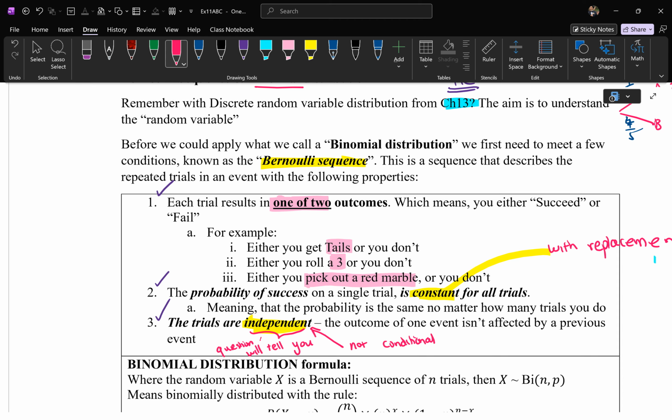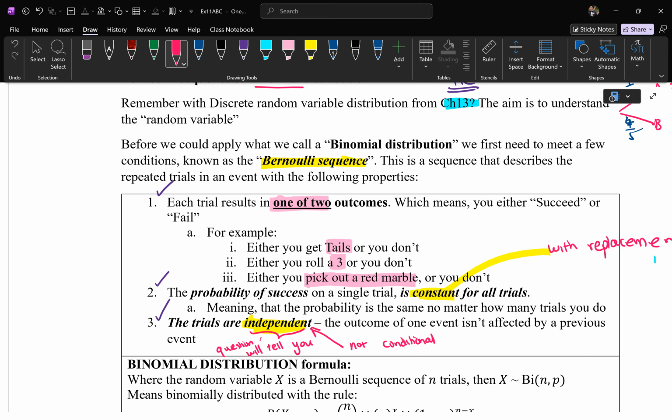If you meet all three conditions, it's a Bernoulli sequence. If it's a Bernoulli sequence, you can have a binomial distribution. If any of those are not met, you can't have a binomial distribution, meaning you can't use the formula I'm about to show you. The formula only works if, one, you have two possible outcomes; two, all the probabilities are the same, meaning it's with replacement; and three, they're all independent.